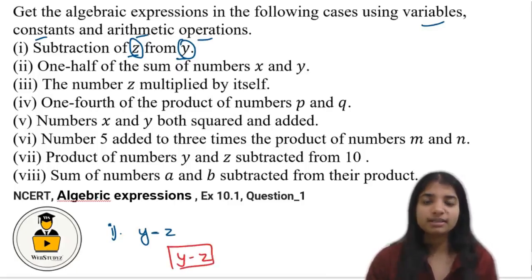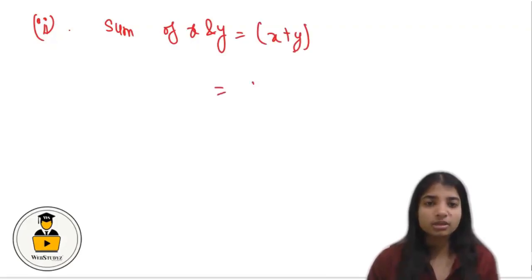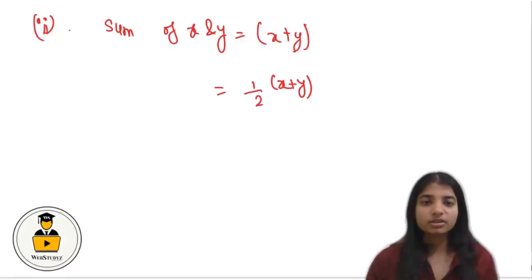Now the second part is 1/2 of the sum of the numbers x and y. So basically what we are going to do is, we have to find the sum of x and y. So we can say that the sum of x and y is equal to x plus y, and now we have to find their 1/2. So 1/2 is equal to 1 divided by 2 of x plus y. So this is the answer to the second part of this question.